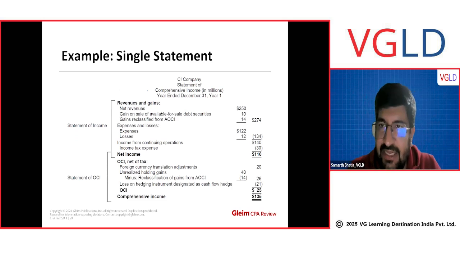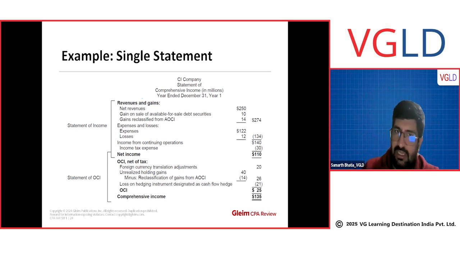When they prepare the single statement, they start with the revenue and gains. First, they calculate the net income. And within the net income, they add the OCI net of tax. When they add the OCI net of tax, which is 110 plus 25, they get the comprehensive income of $135.